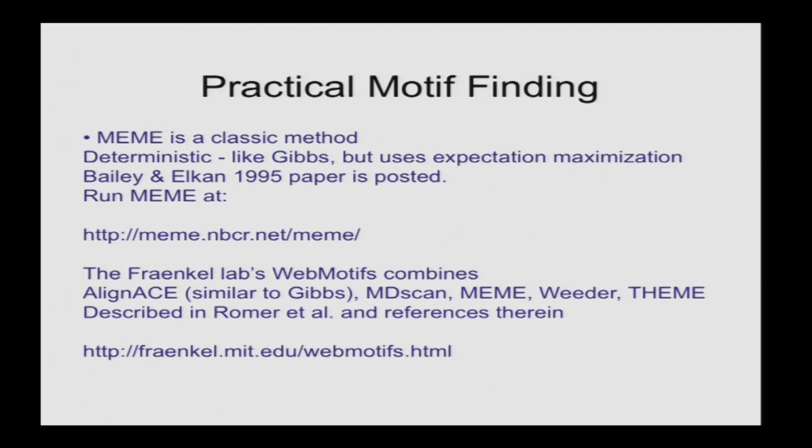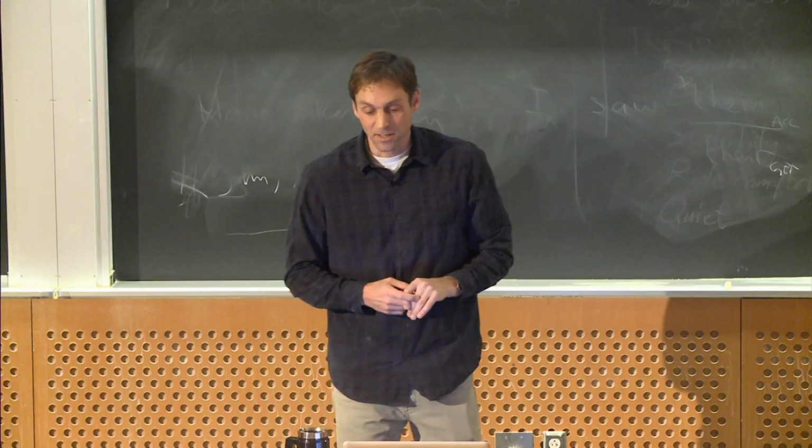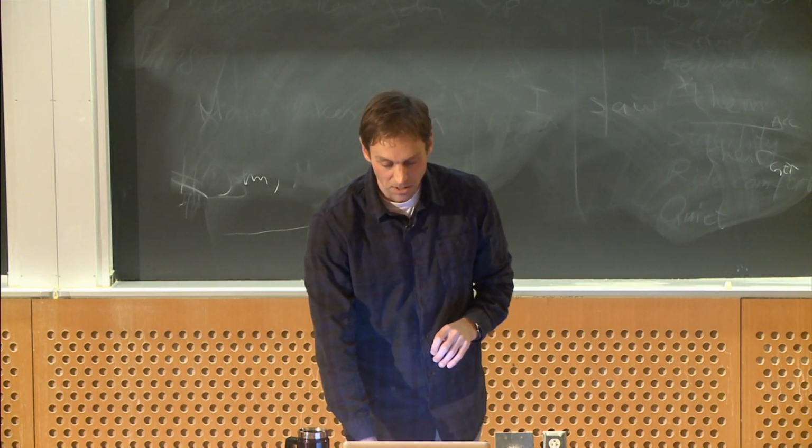So in practice, I would say the Gibbs sampler is sometimes used, or AlignACE, which is sort of a version of Gibbs sampler, but probably more often people use an algorithm called MEME, which is this EM algorithm, which, like I said, is deterministic, so you always get the same answer, which makes you feel good. May or may not always be right, but you can try it out here at this website. And actually, the Fraenkel Lab has a very nice website called Web Motifs that runs several different motif finders, including, like I said, MEME and AlignACE, which is similar to Gibbs, as well as some others. And it kind of integrates the output. So that's often a handy thing to use.